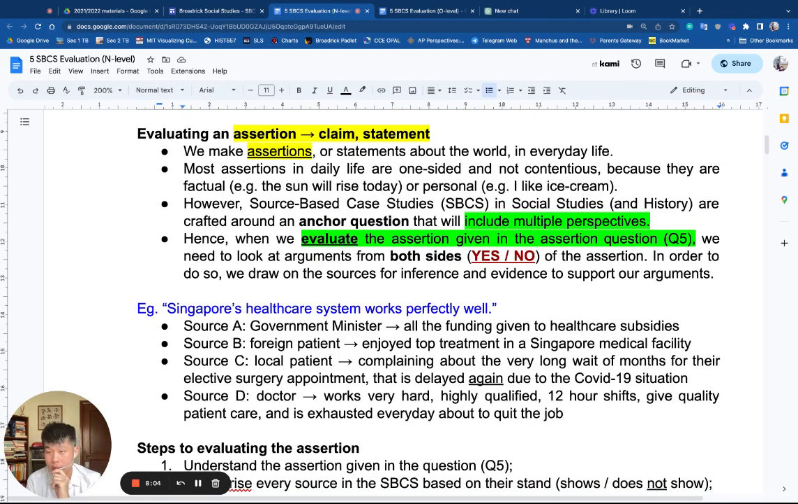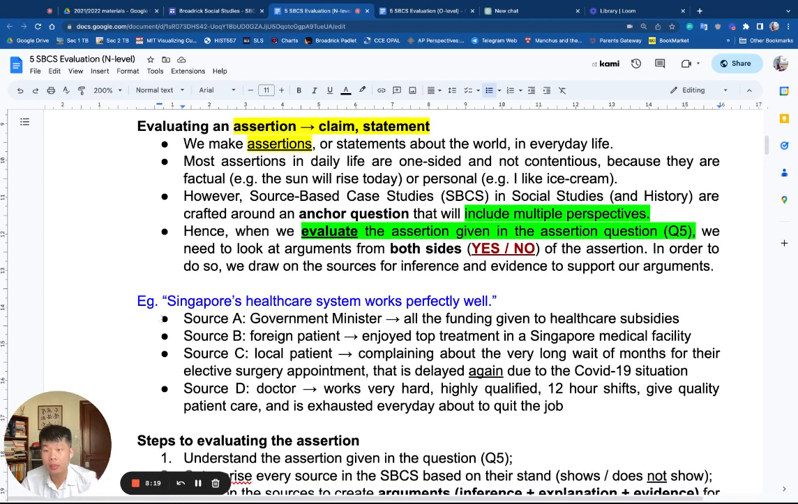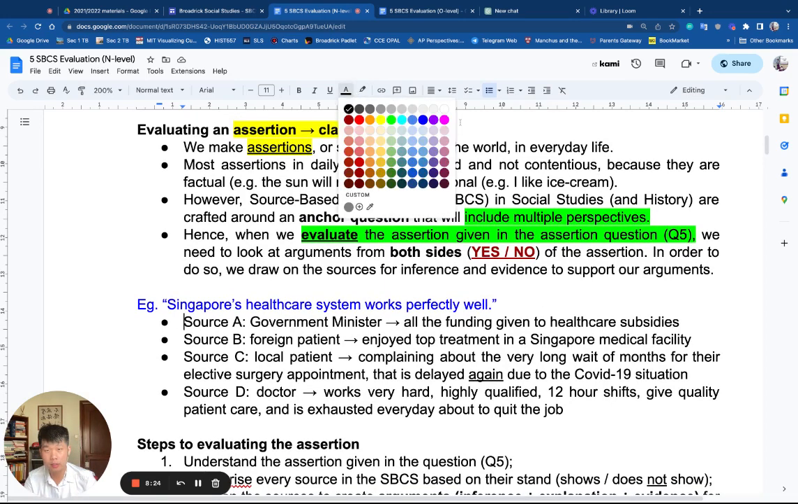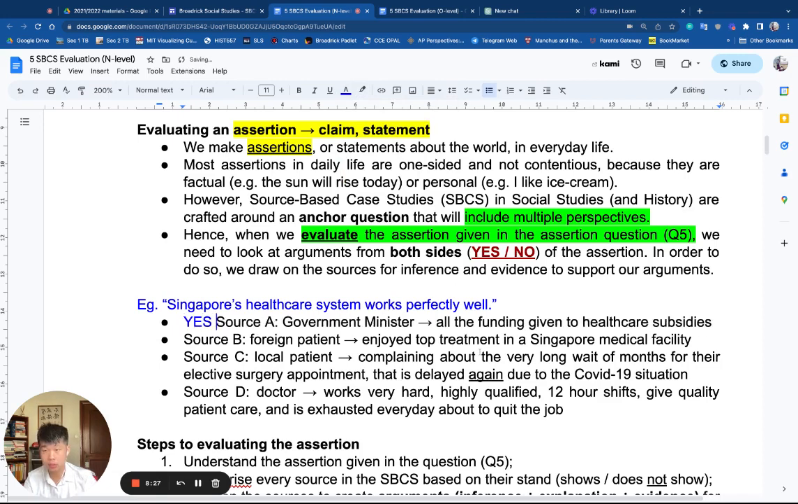You look at these 4 sources, these 4 theoretical, hypothetical sources at this moment, which could really very well be an actual source-based case study. And you look at these 4 sources, which one says yes, which one says no? Source A, the minister saying that healthcare gets lots of money, it would be a yes source. Because yes, healthcare system works really well, right? It has all the money, it can run, it's well resourced. It can buy all the machines it needs and hire all the doctors it needs.